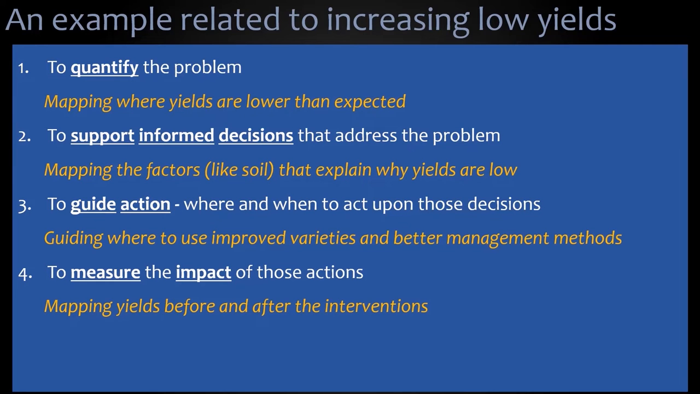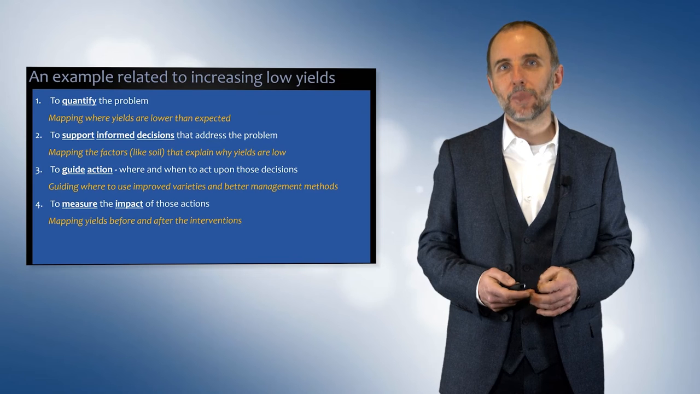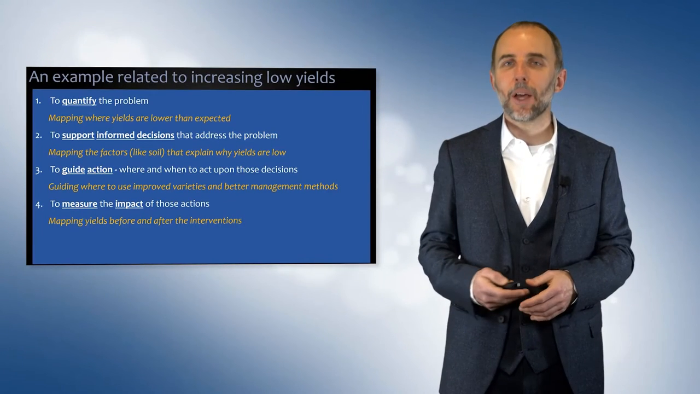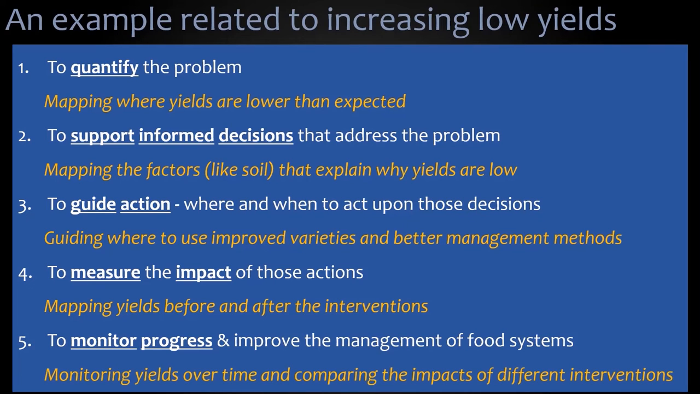We can map the yields before and after the interventions. Did things change because of these changes and improvements? If not, why not? Then maybe we have to go back and rethink what we're doing. And this is the whole monitoring progress, the last step. So basically, we can monitor yields over time, compare the impacts of different interventions, and improve and fine-tune the targeting of these interventions to the right place.